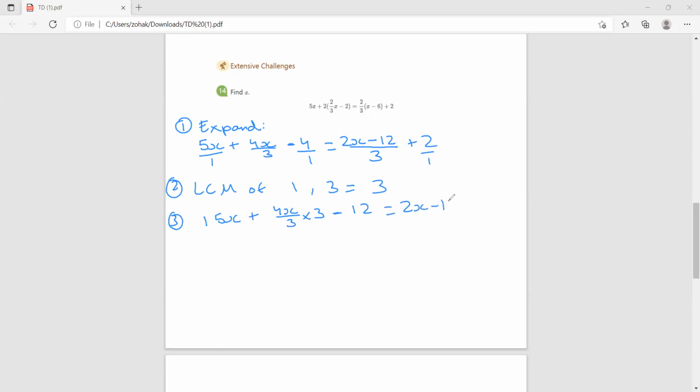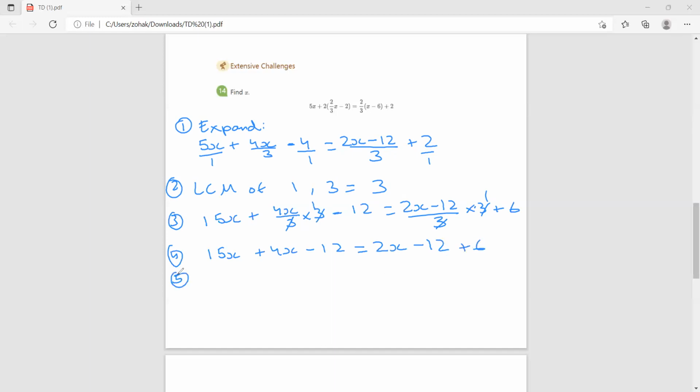Then 2x minus 12 over 3 multiplied by 3 plus 2 multiplied by 3 is just 6. So we can just cancel this out, that would give us 1. We can cancel this out, that would also give us 1. And our fourth step is just to write down what we're left with. So we've got 15x plus 4x minus 12 is equal to 2x minus 12 plus 6.